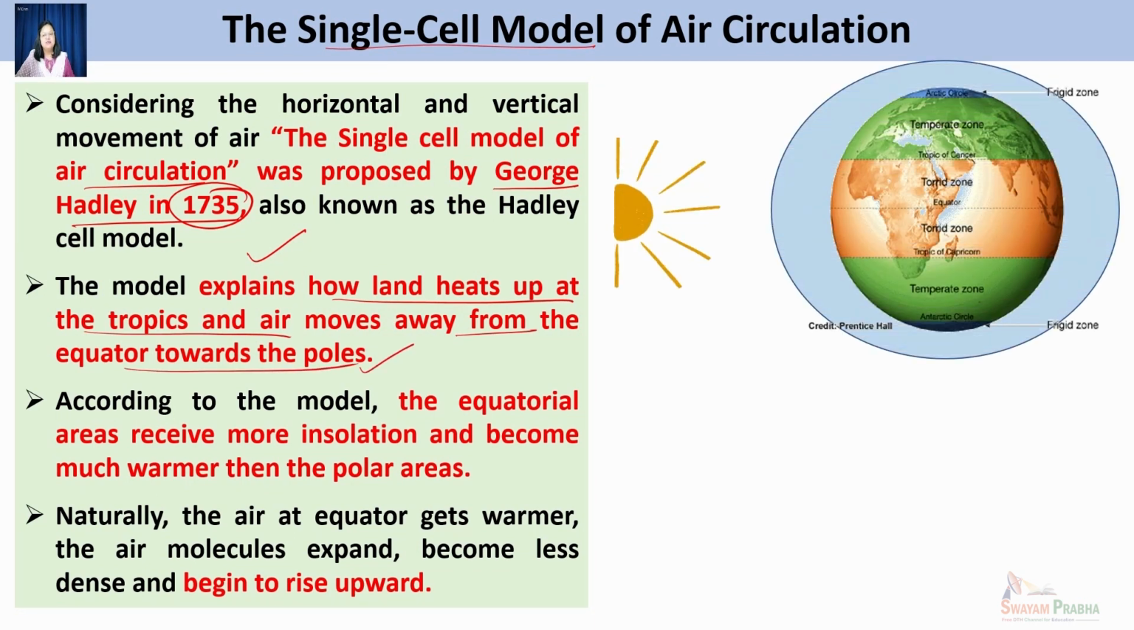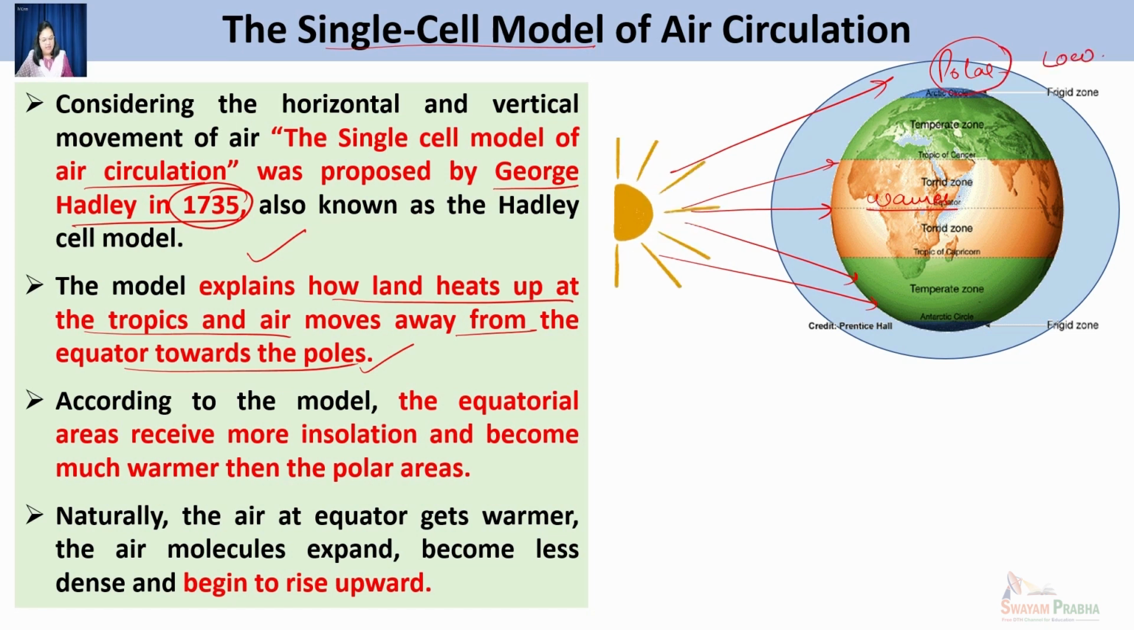So we have discussed this several times that the lower latitudes receive direct insolation from the sun, because of which the temperature of the lower latitudes is warmer as compared to the polar areas, which receive indirect insolation throughout the year, because of which the average temperature in the polar areas is low.